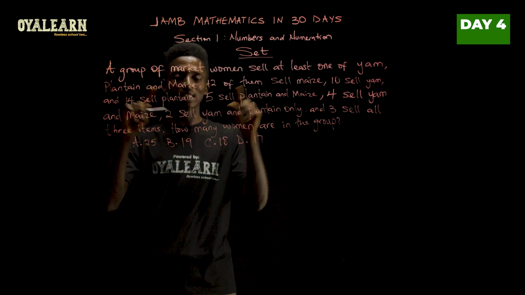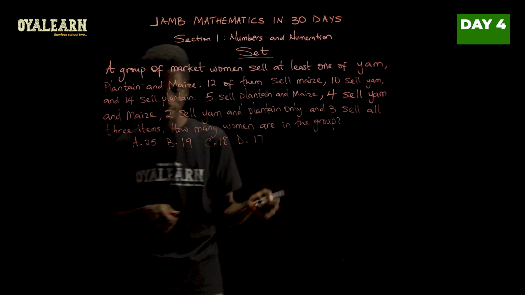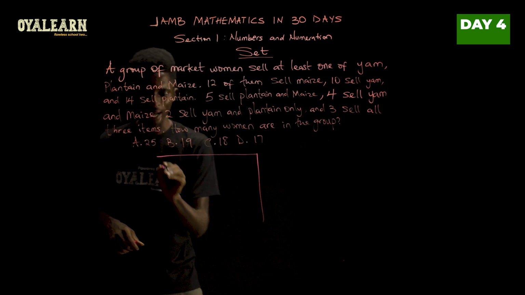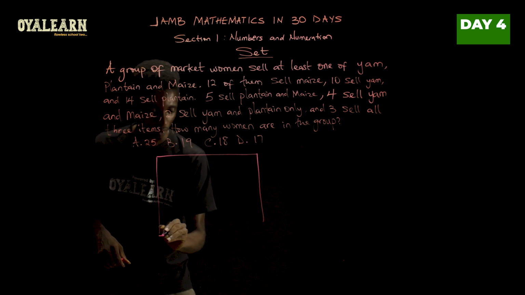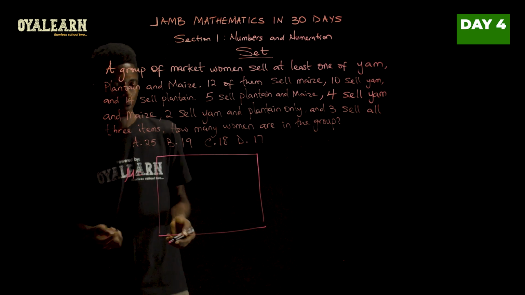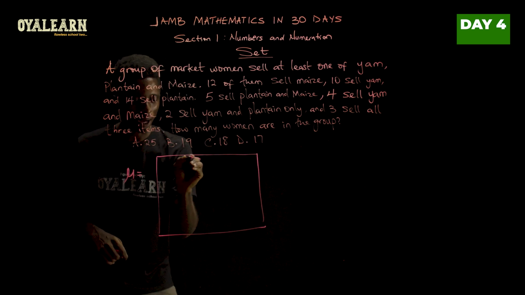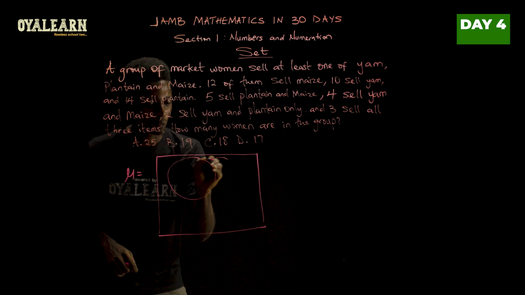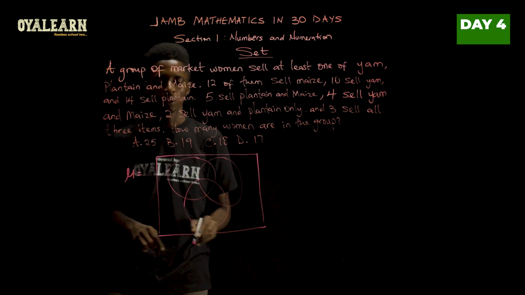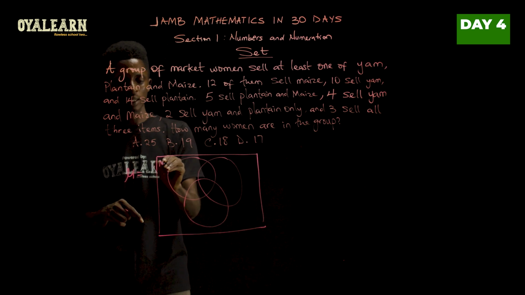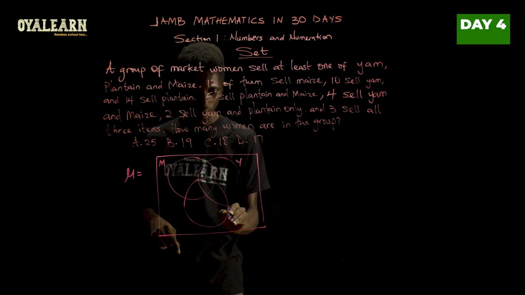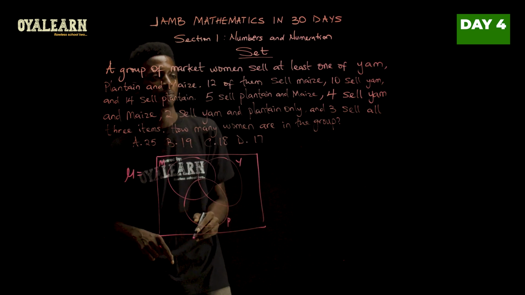So that is, we have to find the universal set. So to solve this, you can draw a Venn diagram. So we're looking for the universal set. Now in here, we're going to have 3 circles that will loop into each other, like so. So let's call this maize, then yam, then plantain.